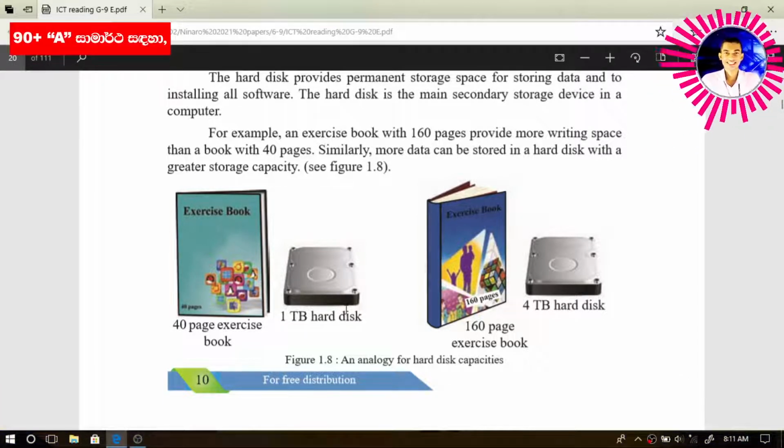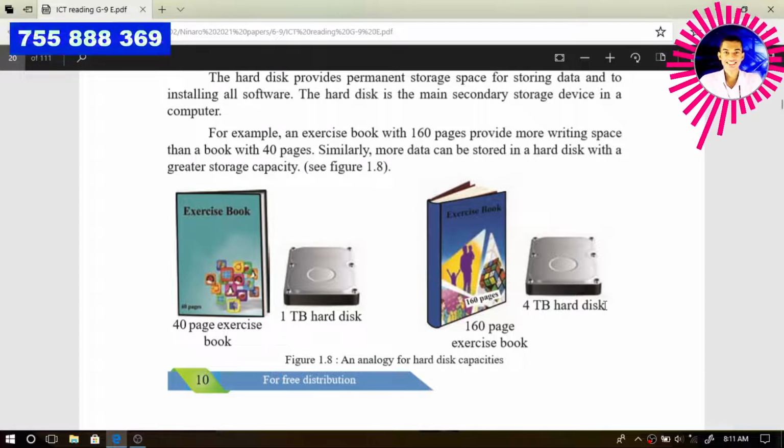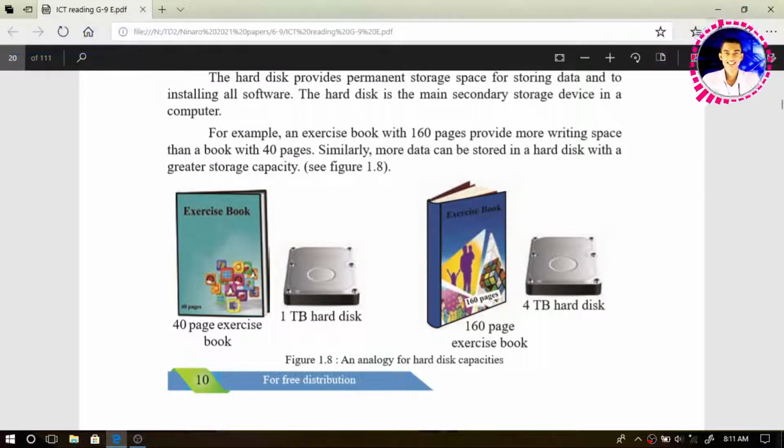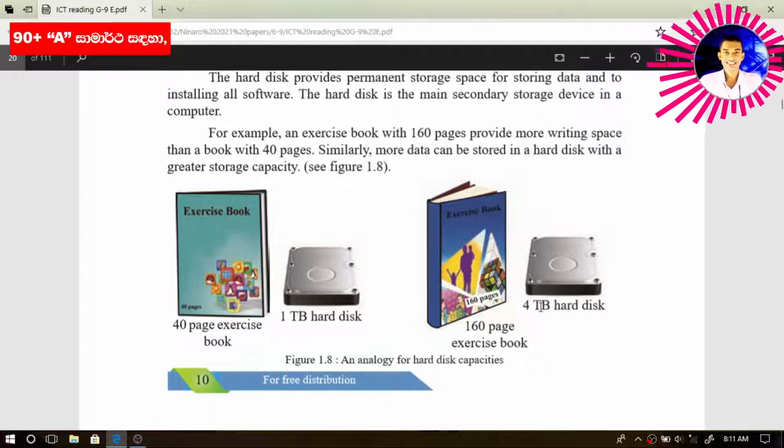various sizes of capacities. Here you can see a hard disk of 1 TB. Here you can see a hard disk with 4 TB. TB means terabyte. Here, 1 terabyte means 1024 gigabytes. Here, 4 TB means 4 multiplied by 1024 gigabytes.